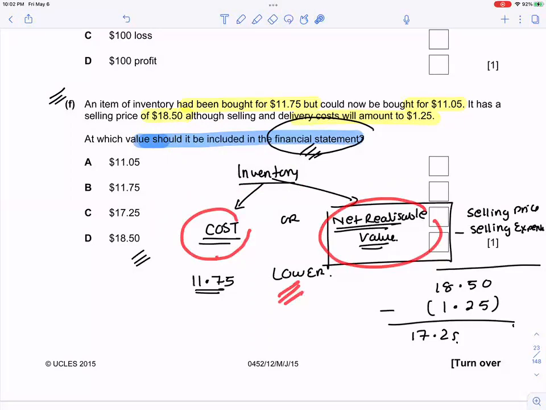What is cost? Cost is 11.75. NRV is selling price minus selling expenses, so it is 17.25. Tell me what is lower amongst the two? 11.75. So your inventory will be valued at 11.75. Answer B.